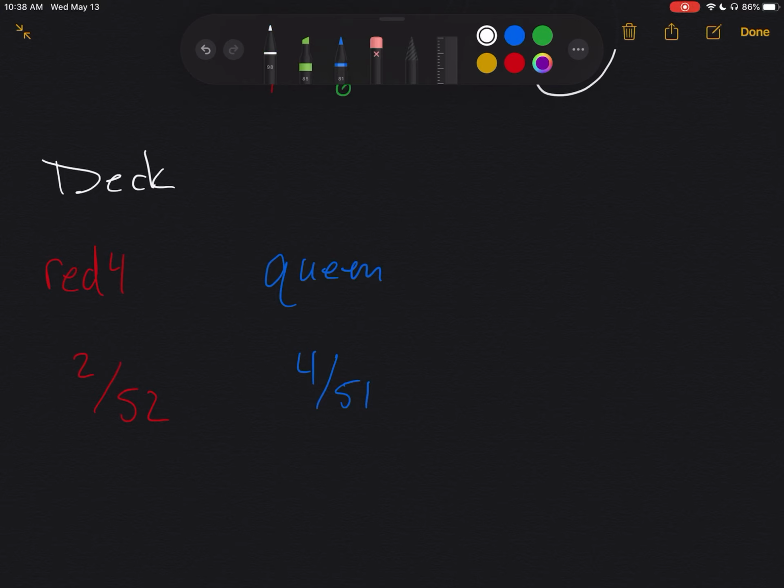Now if I want the probability of those two, well, 2 times 4 is 8, and 52 times 51 is 2652. We could divide both of those by 4, which would give me 2 over 663. Okay, and those are pretty long odds. That's pretty unlikely to happen, right?